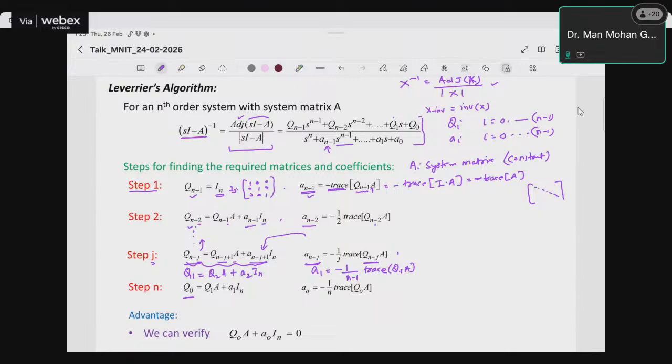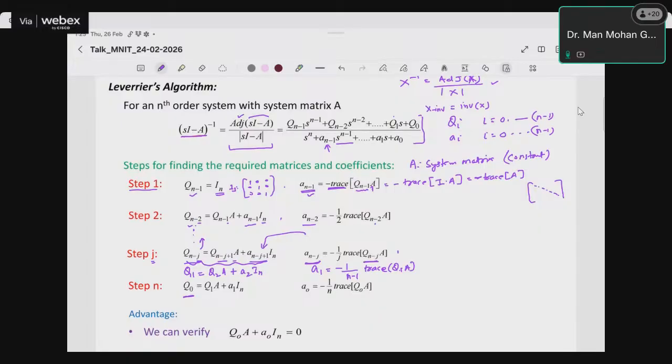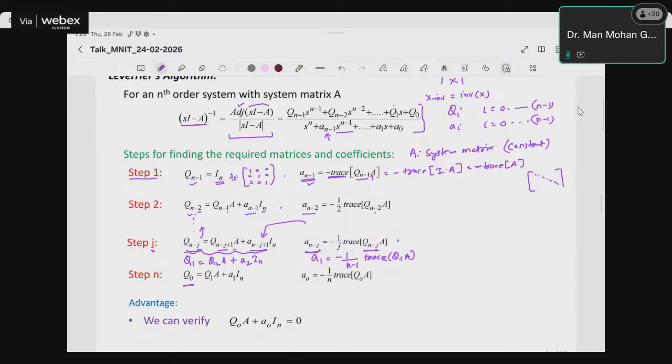Now how do we check whether the coefficients we obtained are correct or not? If we make some error somewhere in the calculation, how to identify and verify this? So this Leverrier algorithm gives a tool to check this, right? This is the advantage: we can verify Q0, which is the last matrix, Q0 into A, which is already known to us, plus a0, the last coefficient calculated, into I.